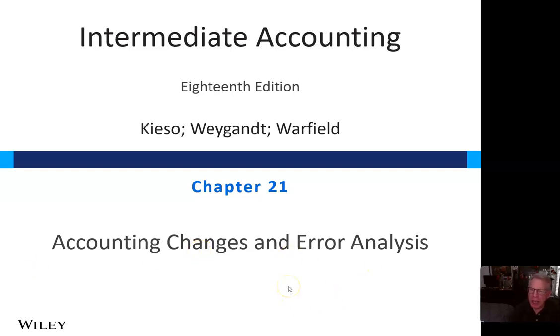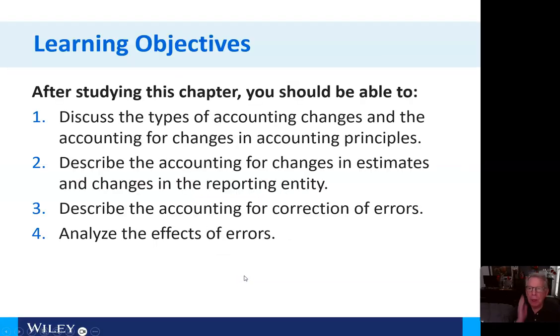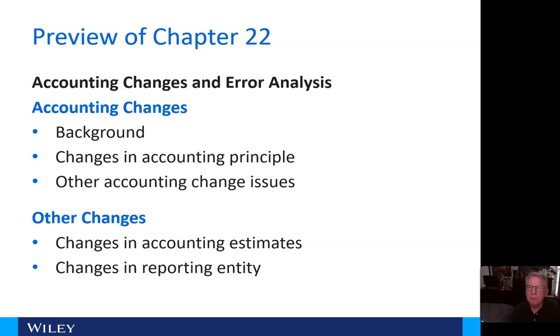Here we're going to be looking at accounting changes and error analysis. After studying this chapter, you should be able to: 1. Discuss the types of accounting changes and the accounting for changes in accounting principles. 2. Describe the accounting changes in estimates and changes in the reporting entity. 3. Describe the accounting for correction of errors. And 4. Analyze the effect of errors.